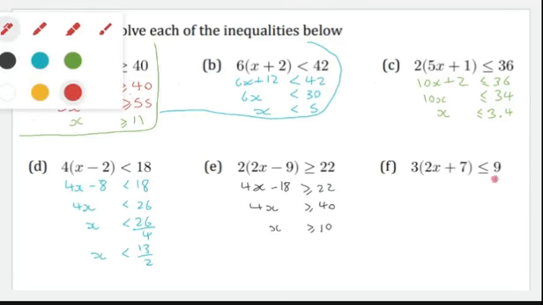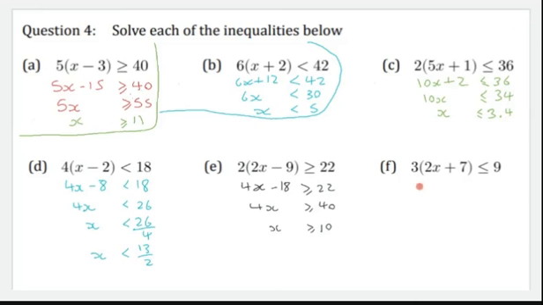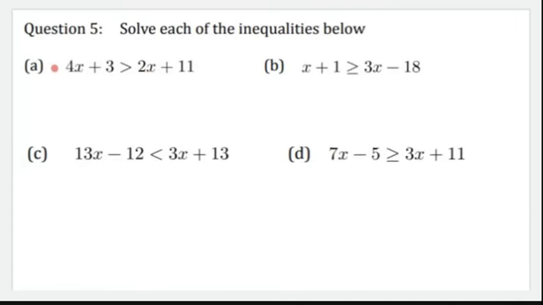And then with the very last one, expanding, we get 6x plus 21 is less than or equal to 9. Taking 21 away from both sides, we get 6x is less than or equal to minus 12. And then dividing by 6, we get x is less than or equal to minus 2. Did any of these look complicated, or was it all good? It was good. Lovely. Okay.